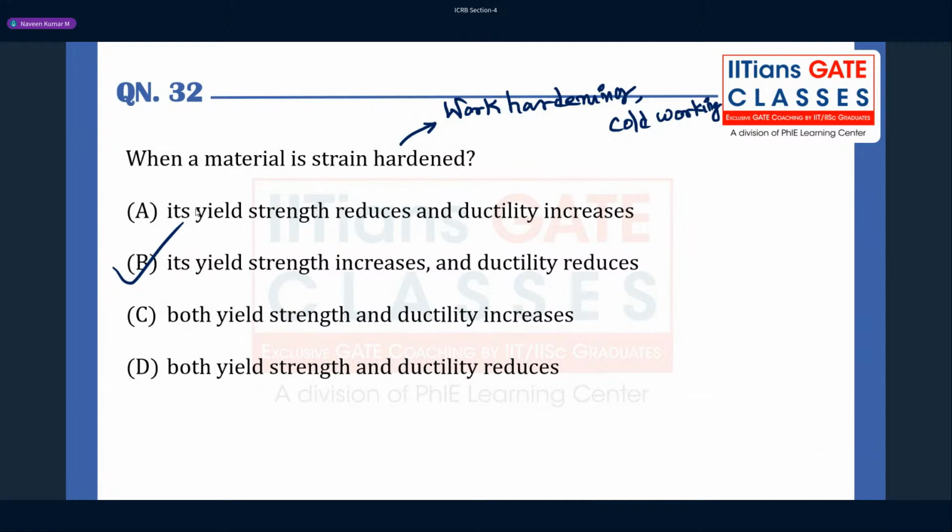Both are opposite in nature. Why is yield strength increasing? Because of the opposition. Who is opposing? The dislocation entanglements are opposing the movement of the strain. So that is the reason why, when a material is strain hardened, yield strength will increase and ductility will reduce. That is the answer. Good.